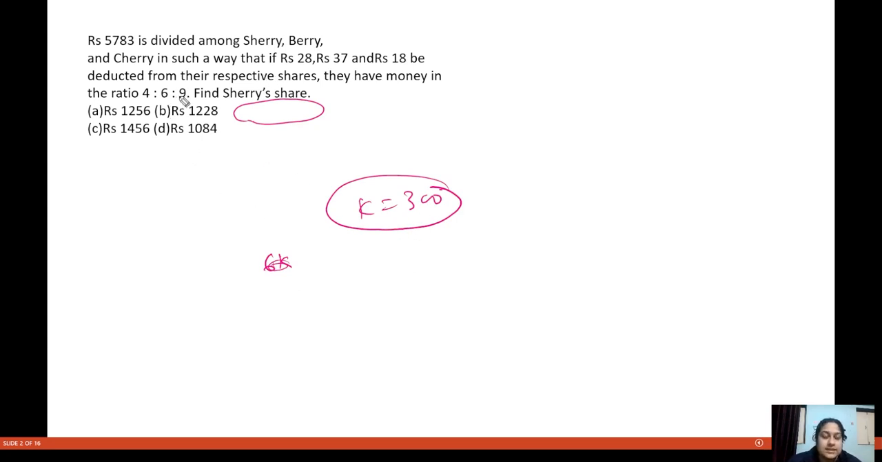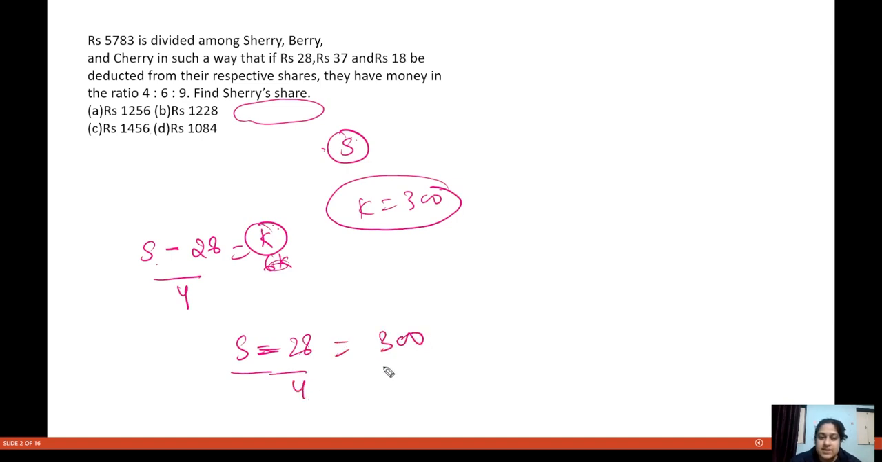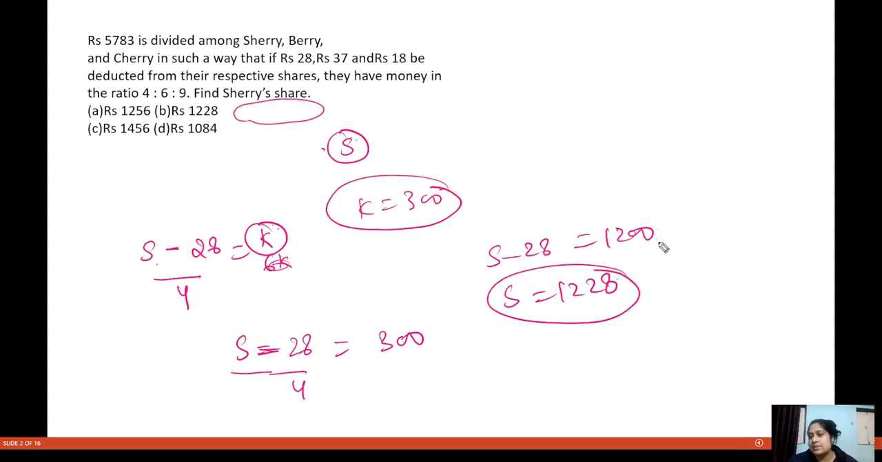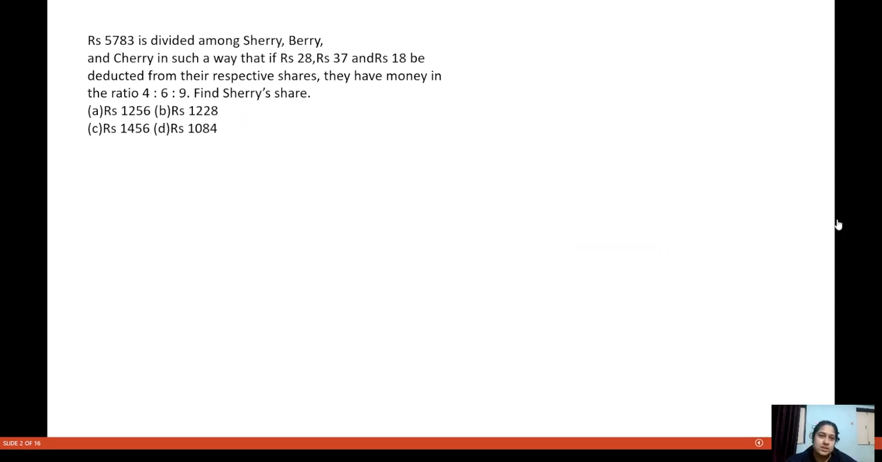Sherry's share we wrote as S. And what we did was S minus 28 divided by 4 is equal to k, that means 300. So S minus 28 is equal to 1200, and S becomes equal to 1228.